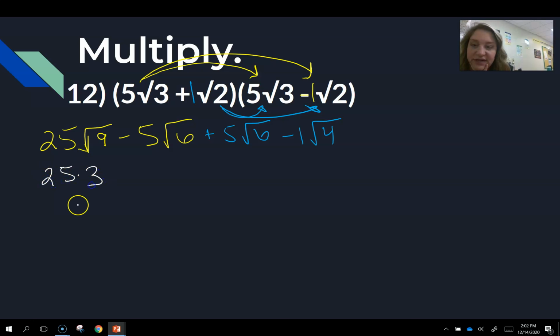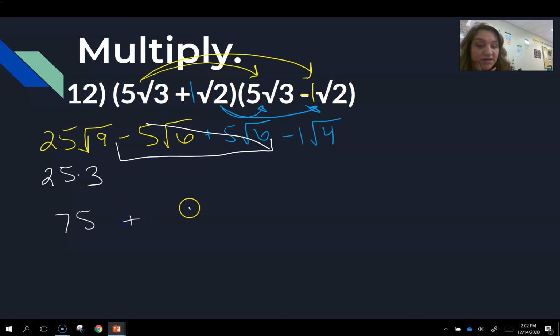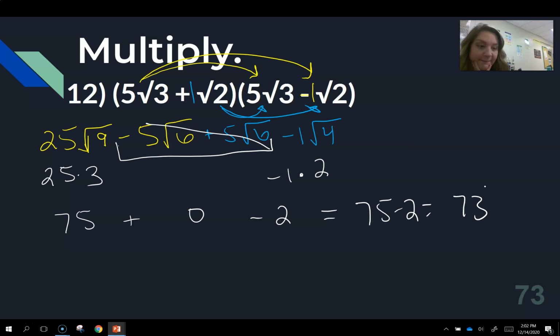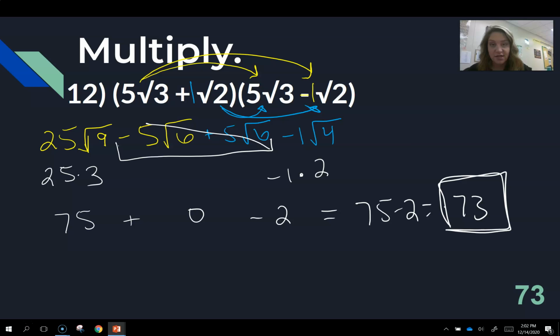Square root of 9 is 3, so that really just becomes 75. These both have square root 6, and again, negative 5 plus 5 is 0, so there's nothing left there, that cancels. And this becomes negative 1 times 2, which is just minus 2. So it becomes 75 minus 2, which is 73. Okay, so just like our complex conjugates where the i's canceled out, radical conjugates, your radicals are going to cancel out, and you just have a whole number left over.